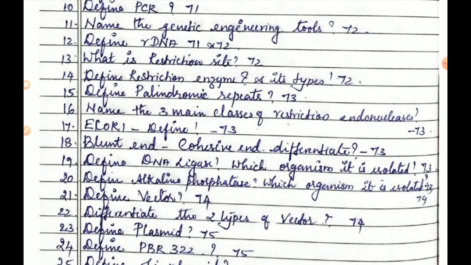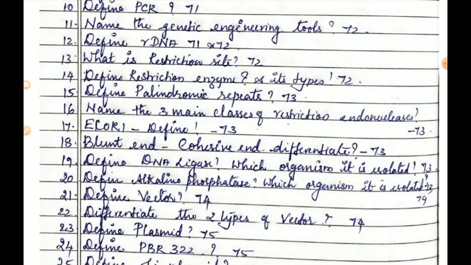The next question is, from which organism is this isolated? This is isolated from bacteria and calf intestine. This is one more question. This answer is very, very important. The next question, define vector, page number 74.